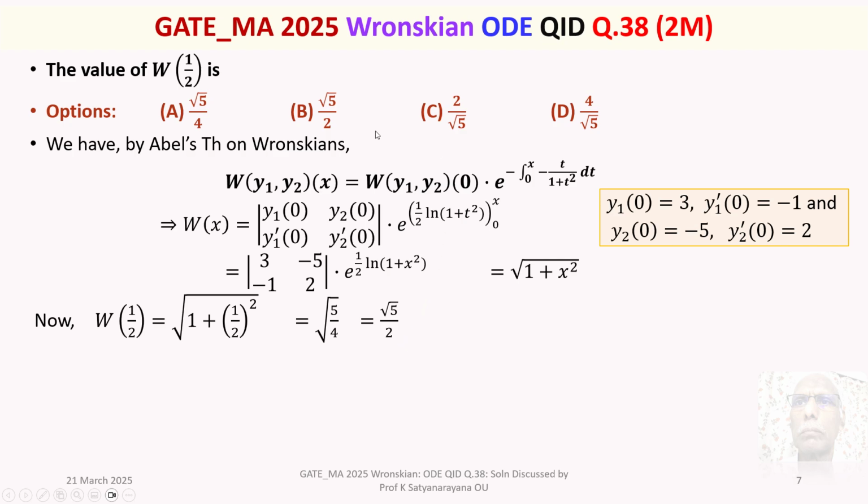Let's look at our options. Root 5 by 2 appears against option B. Therefore, option B is true. The answer to this question is option B. That is the detailed discussion of the solution of this problem, wherein a very important concept called the Wronskian is used, and a very important result related to Wronskian, that is the Abel's theorem on Wronskians, is used.